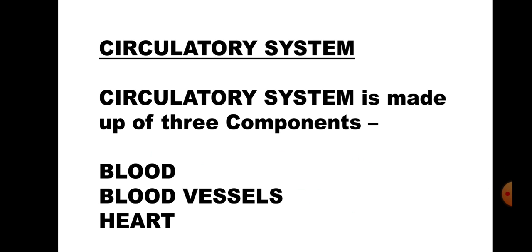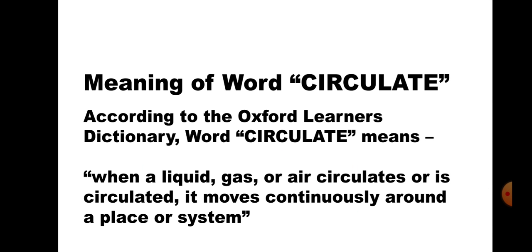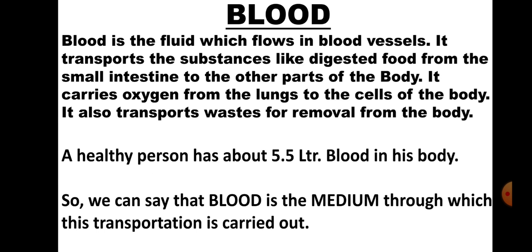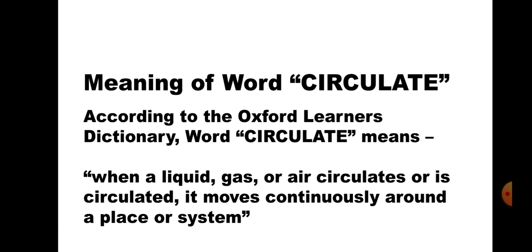Before going further, we should be very clear about the word circulatory. The word circulatory has been derived from the word circulate. Let us have a look at the Oxford Learner's Dictionary. According to the Oxford Learner's Dictionary, the word circulate means: when a liquid, gas, or air circulates or is circulated, it moves continuously around a place or system. So, I think now it is clear to you why it is called a circulatory system.